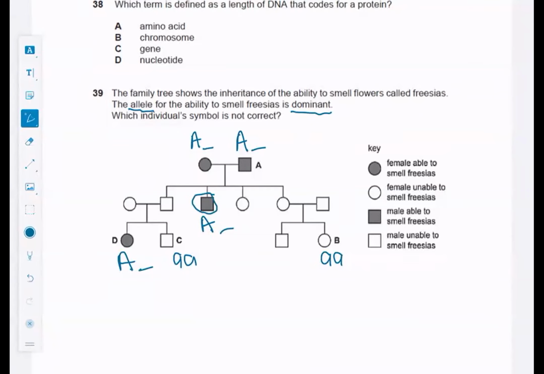And then for C and D, the parents also do not have any dominant allele because they're not able to smell. So D cannot have that dominant allele. So which means that in this question, the symbol for D is wrong. Yeah, so it's kind of just like inferring and just writing it down and then seeing if anywhere is inconsistent.